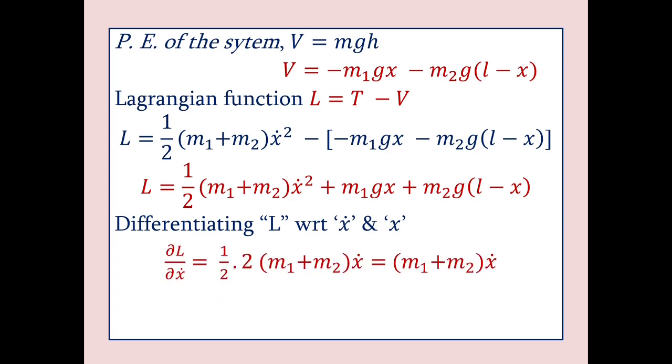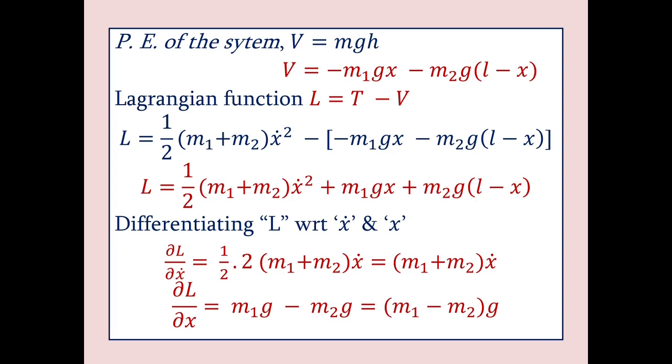Okay, now let us differentiate this Lagrangian function L with respect to x dot and x. So differentiating L with respect to x dot, we will get dou L by dou x dot. In L, x dot is only in the first term, so we will differentiate only the first term. Differentiating, you will get 1 by 2 into 2 (m1 plus m2) into x dot. So this 2 and this 2 will get cancelled. So you will get (m1 plus m2) into x dot.